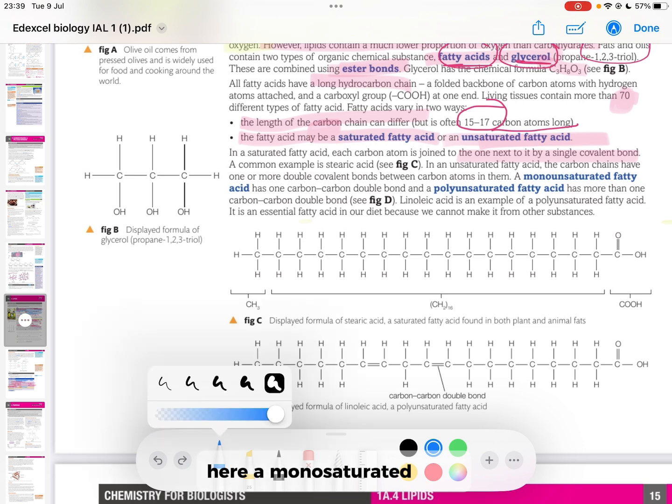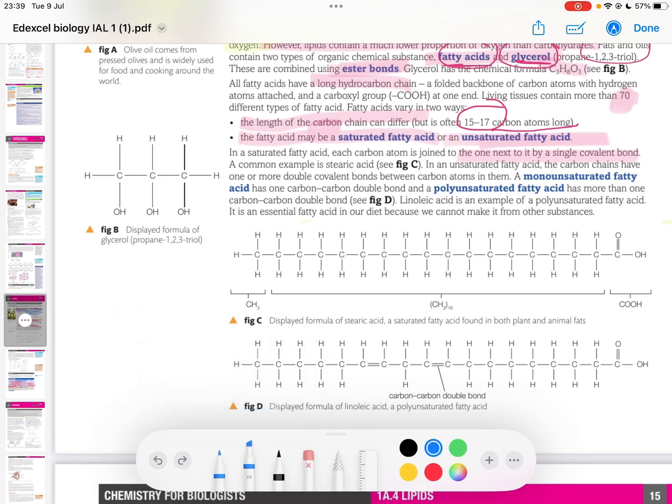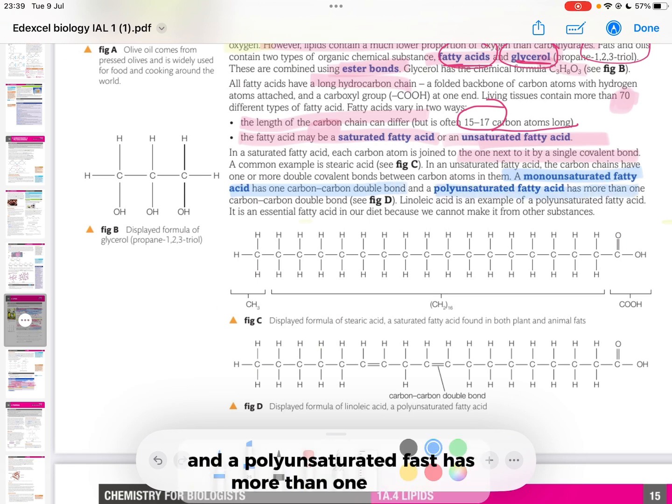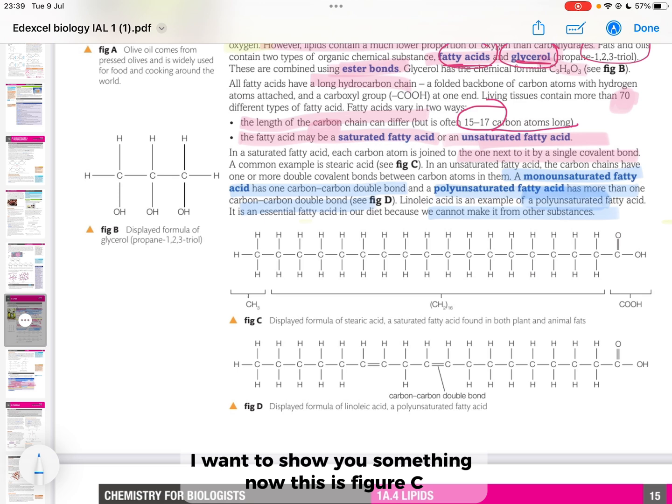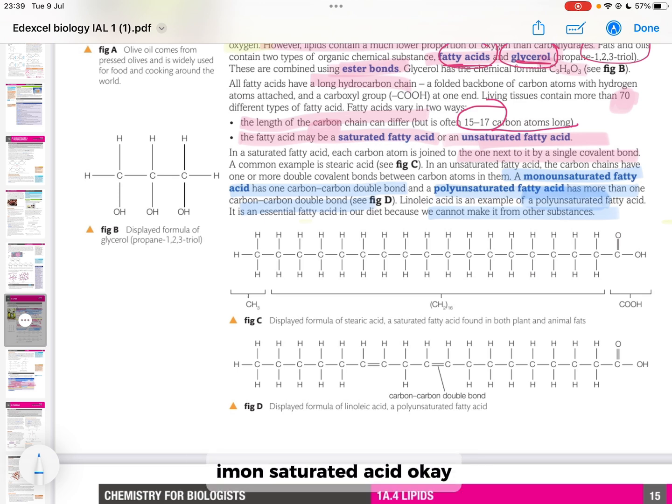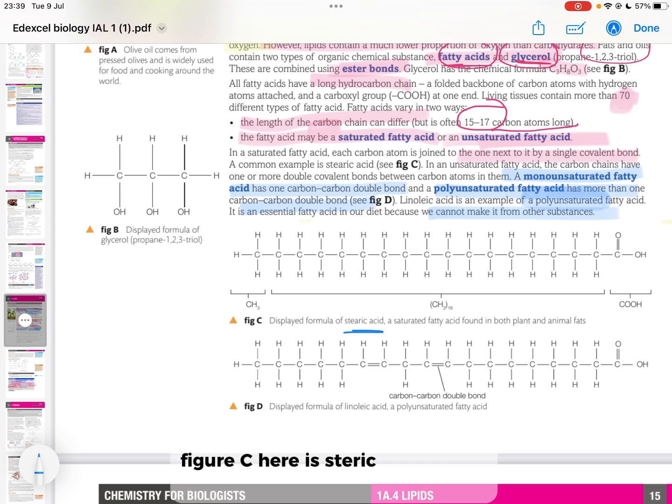A monounsaturated fatty acid has one carbon-carbon double bond, and a polyunsaturated fatty acid has more than one carbon-carbon double bond. Linoleic acid is an example of a polyunsaturated acid, and it's an essential fatty acid in our diet because we cannot make it from other substances. I want to show you something now. Figure C here is stearic acid, which is a saturated fatty acid.